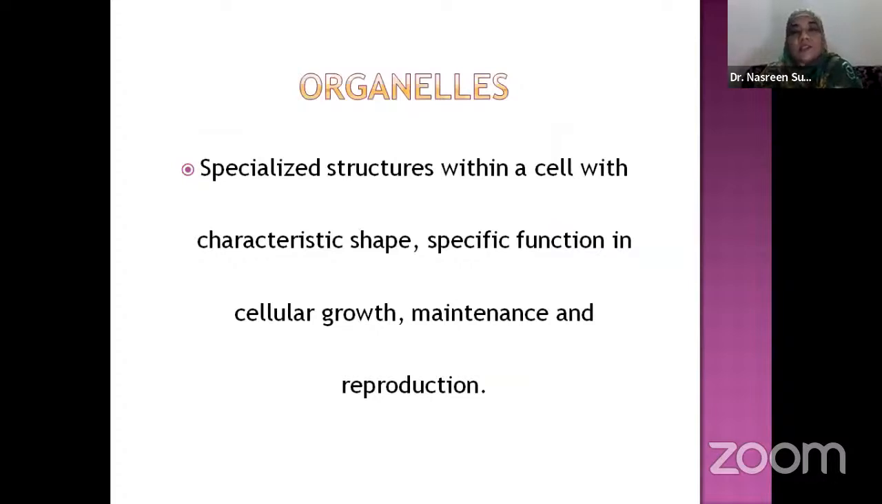Coming to the organelles of cytoplasm. So, what are the organelles present? In the cytoplasm, along with the cytosol, there are different structures with characteristic shape and specific function in cellular growth, maintenance and reproduction. All the organelles have their own specific function.